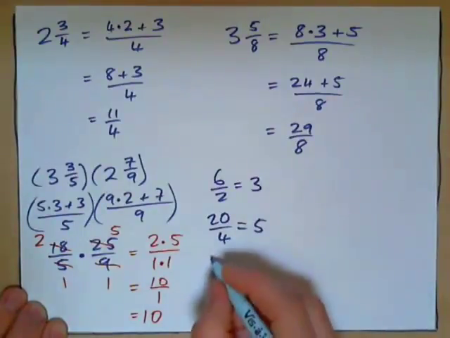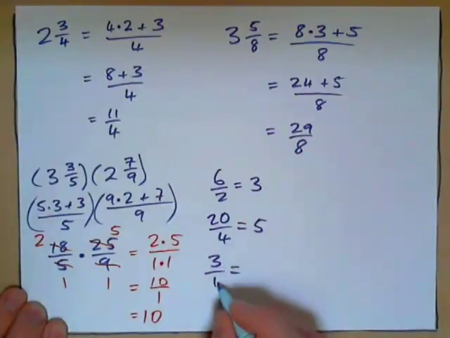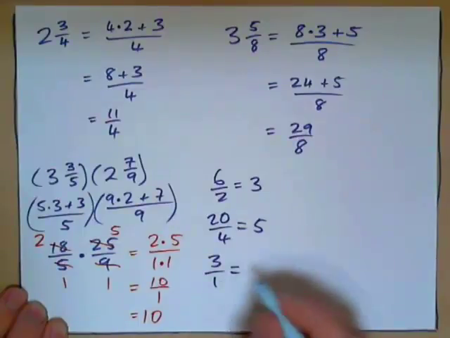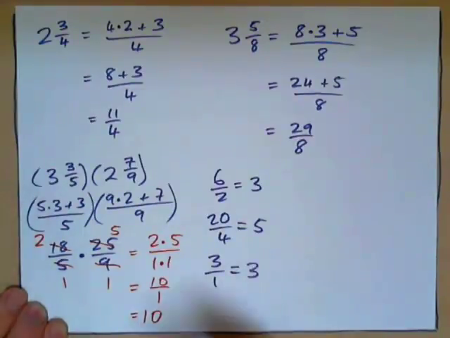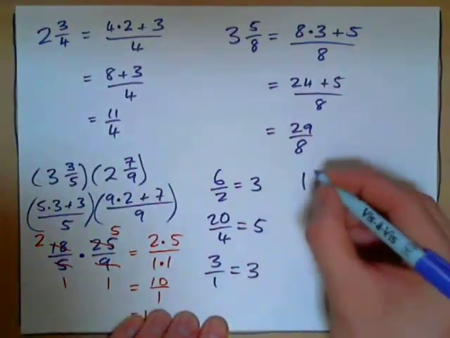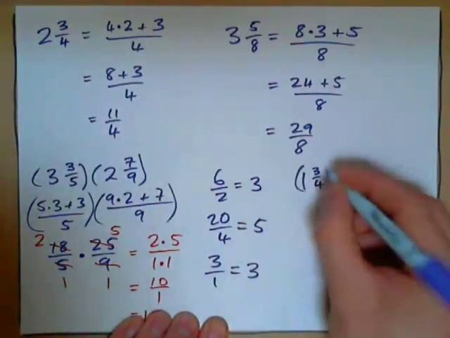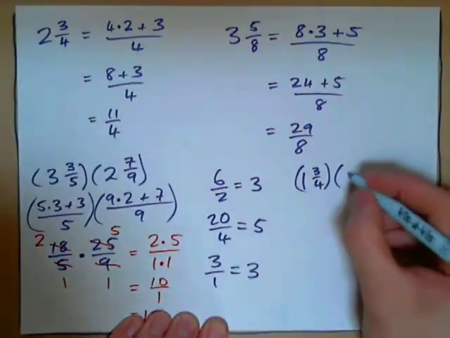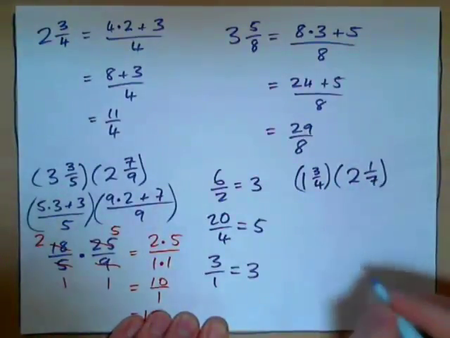That's how division works. So if you had 3 over 1, how many 1s are in 3? How many $1 bills in $3? There's 3 of them, right? So let's do one more for practice. 1 3/4 multiplied by 2 1/7.